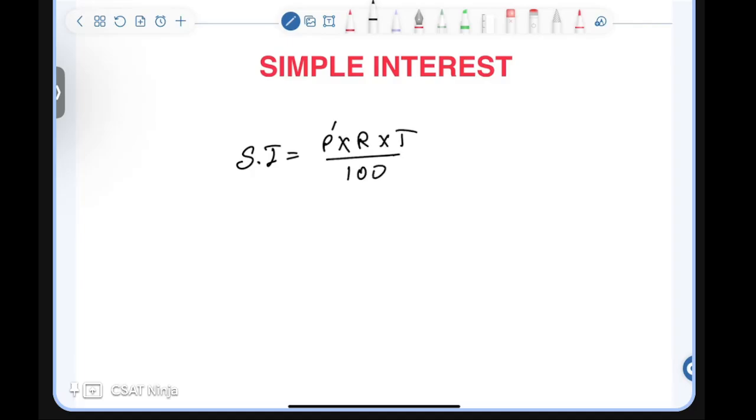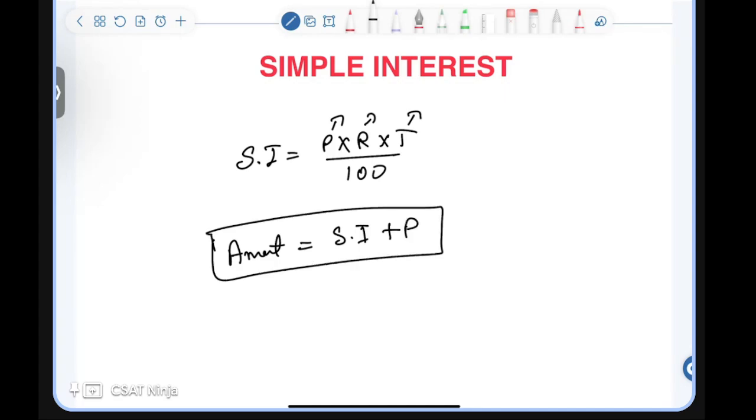What is principal? Let's say how much amount you are borrowing from someone, or how much money you are lending out to someone, that is called principal. At what percent, that is the rate of interest, for how long, that is time. And there's another thing you need to keep in mind: amount. Amount means simple interest plus principal.